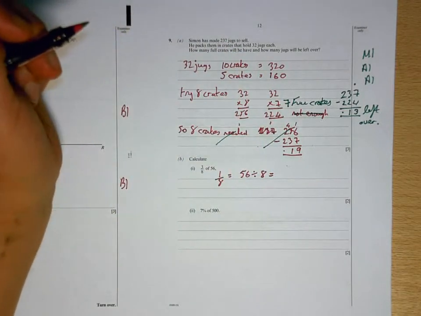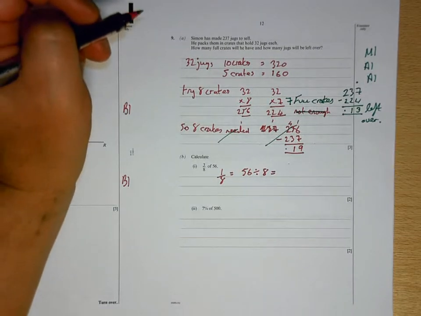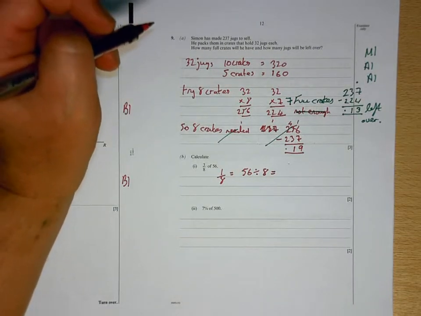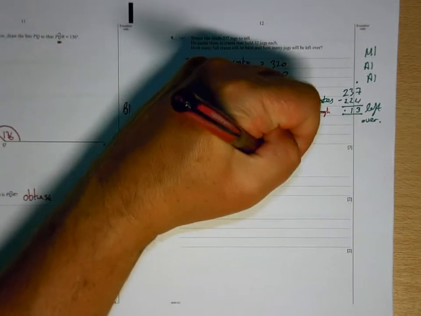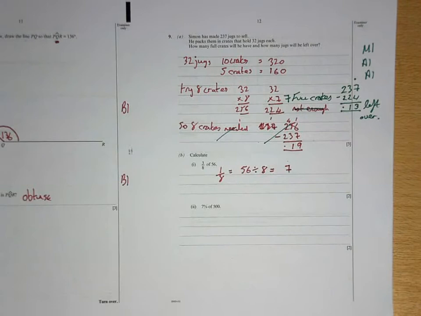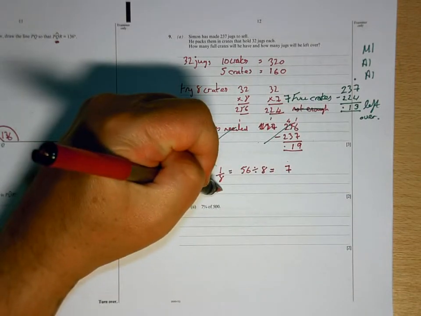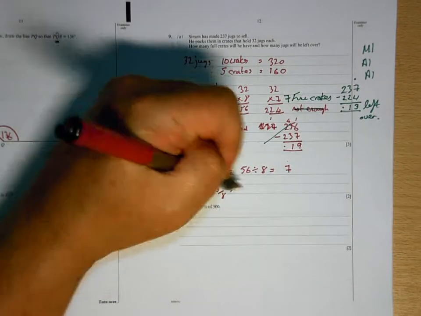56 divided by 8. How many times does 8 go into 56? 7 times. So 1/8 is 7, so 3/8 will be 3 times 7, which is 21.